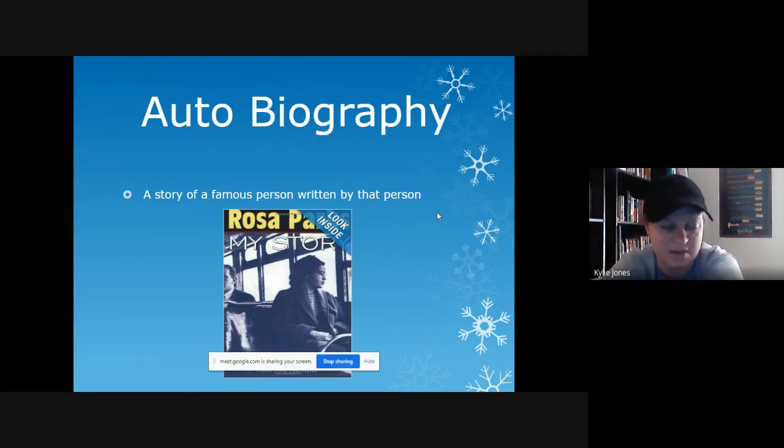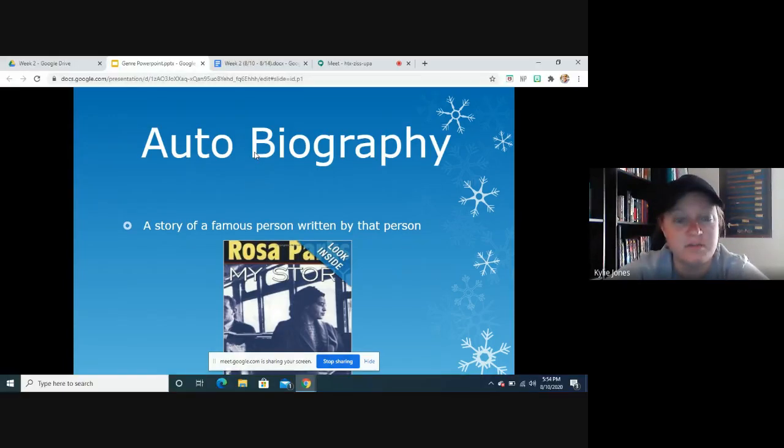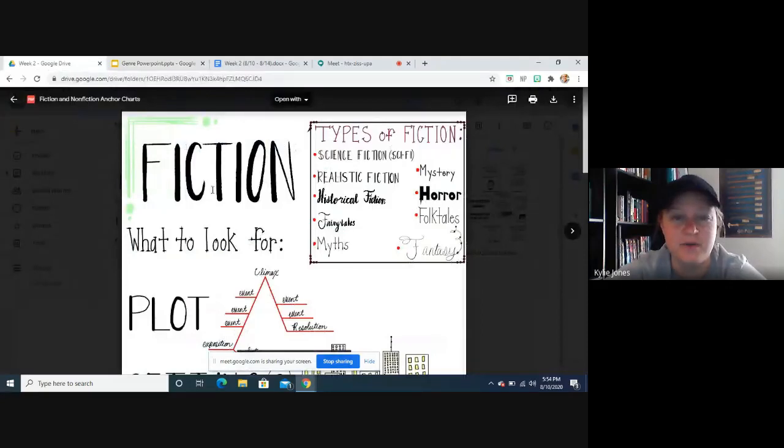Other people that have autobiographies, I think Michelle Obama has one. A lot of people have autobiographies. We'd have to look more into it. I think that's it. That's the end of our slideshow. So those are some fiction and nonfiction. Let's look at this anchor chart really quick.